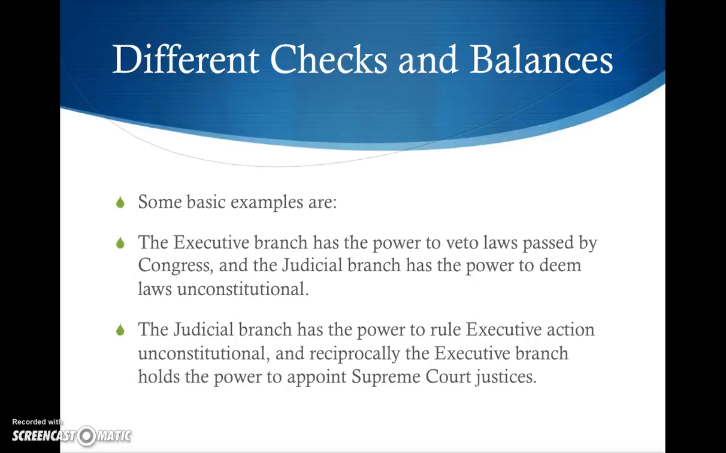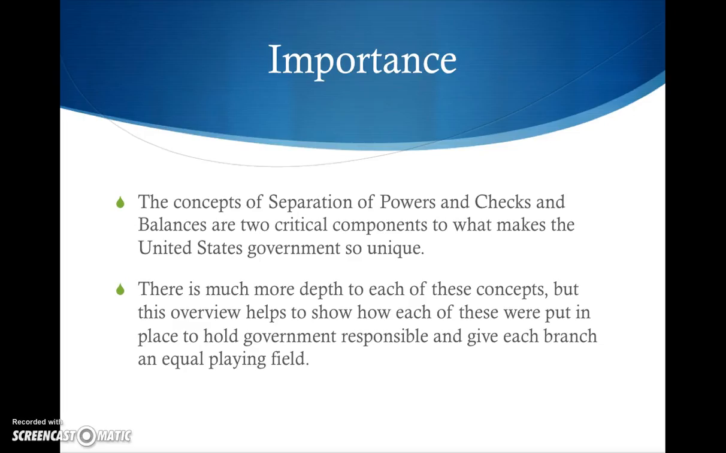Now, obviously, it's not a perfect system. There are still many times when one could say things get out of hand and one branch exercises maybe a little more power than they should have. But I think overall it's a great system, and it's really the best way to ensure that we keep the type of democracy that the founding fathers were seeking in the beginning of the nation.